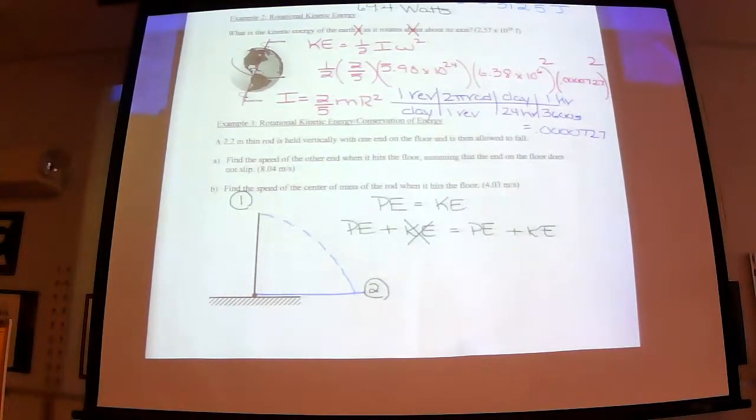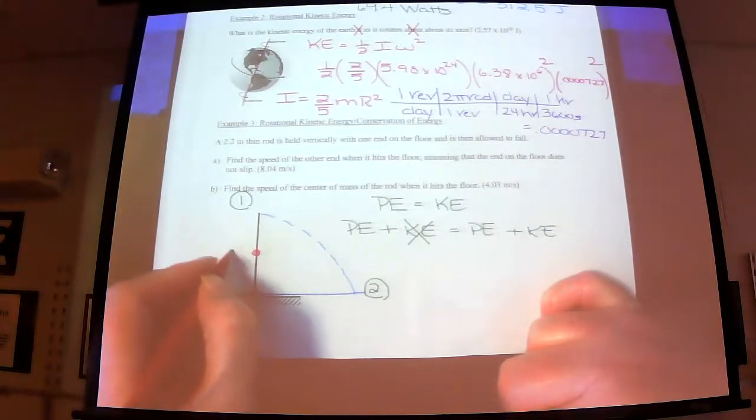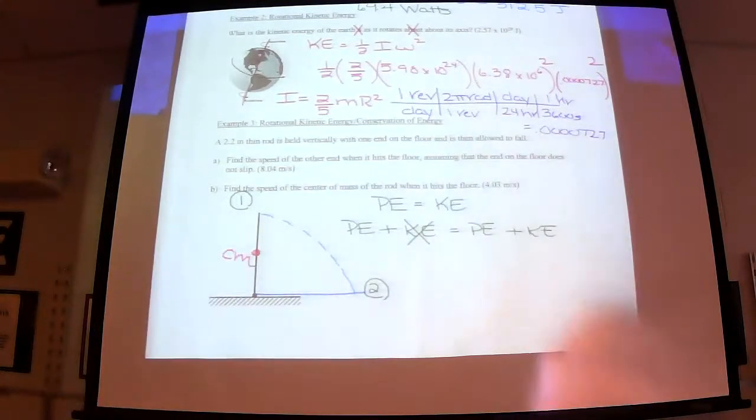But what if you had to take this stick and collapse it into a dot? Where would you put the center of mass of the stick? Where would you put the dot? In the middle? Does that make sense? So that's what we're doing. We're mentally collapsing the whole stick, and the dot goes in the middle. So I'm going to put a little dot right here, and I'm going to label it center of mass.